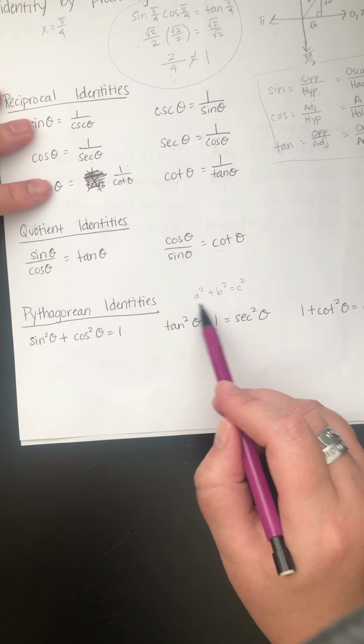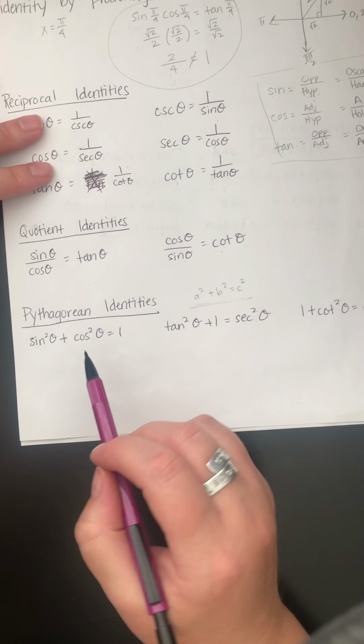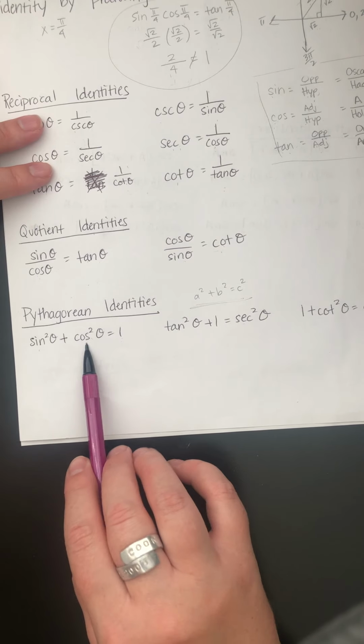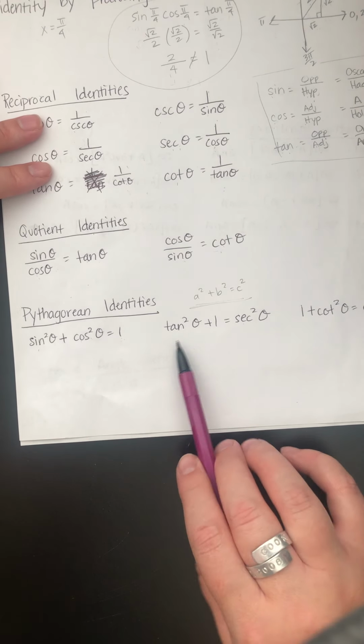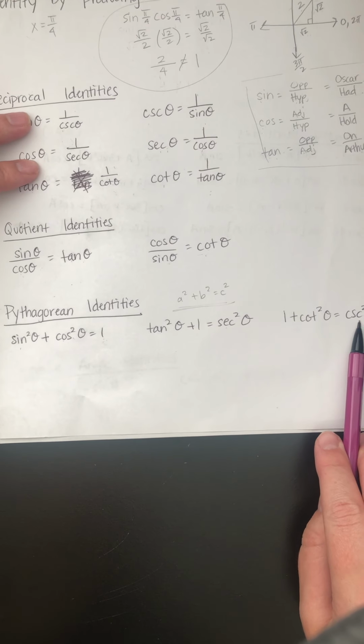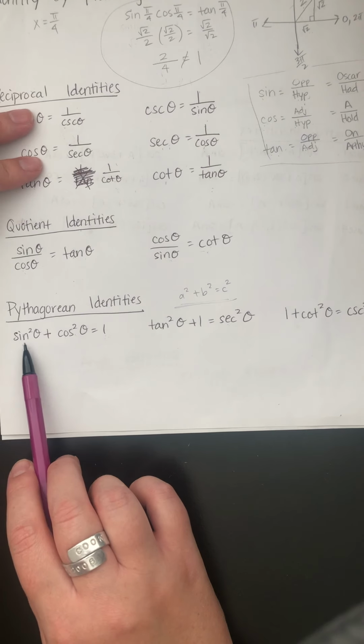Pythagorean identities, I wrote this here. Pythagorean theorem is a squared plus b squared equals c squared. These all have that form. They're all in the Pythagorean theorem form.